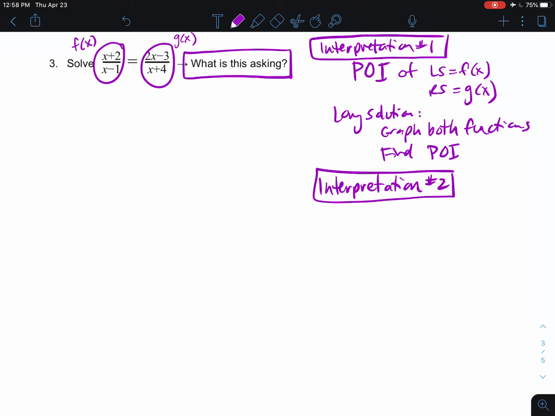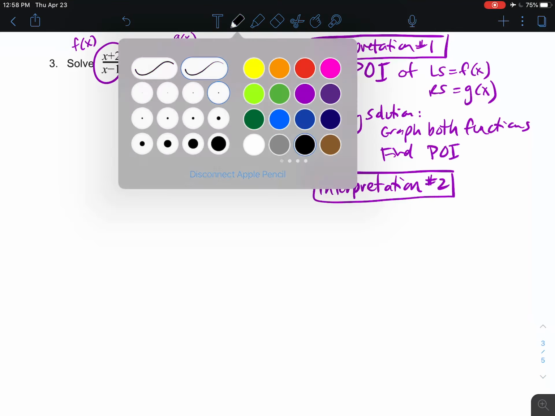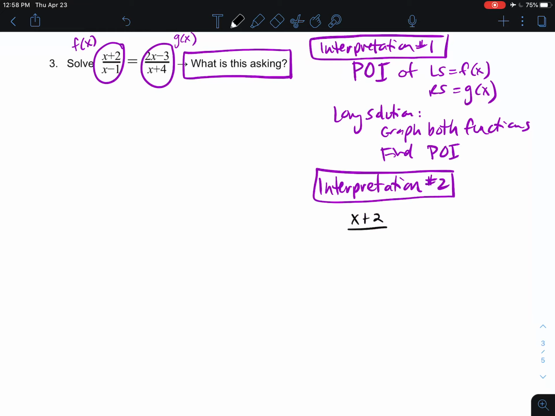And that's to kind of change the question a little bit. So I could take this given equation, x plus 2 over x minus 1 equals 2x minus 3 over x plus 4, and I can subtract the 2x minus 3 over x plus 4 from both sides. In doing that, I've effectively gotten rid of that term on the right-hand side, and I've moved it over to the left-hand side. So now I have an expression that's equal to 0.